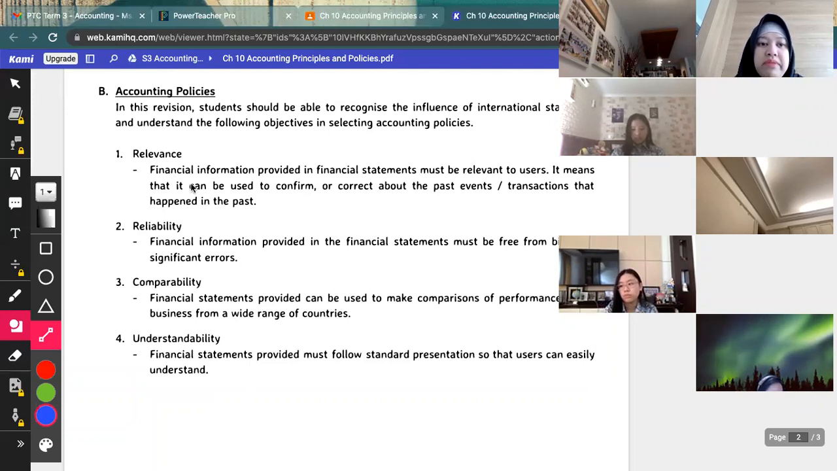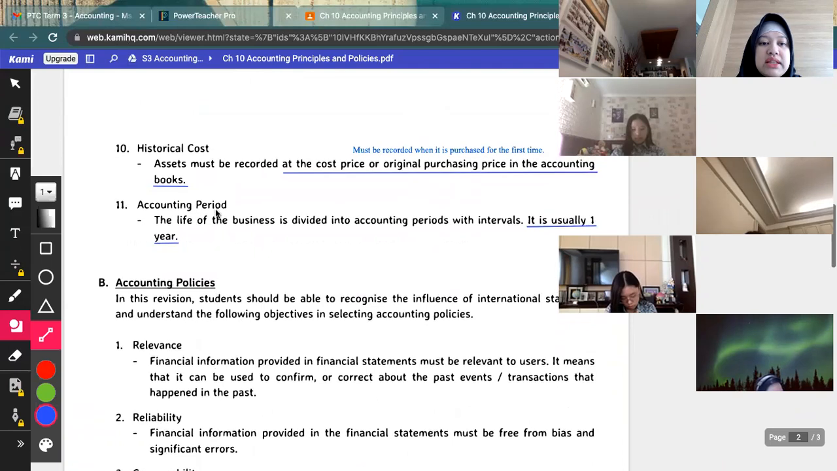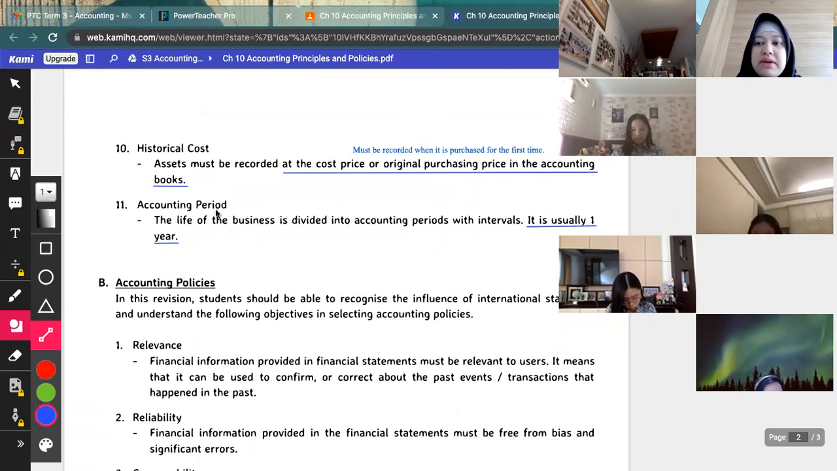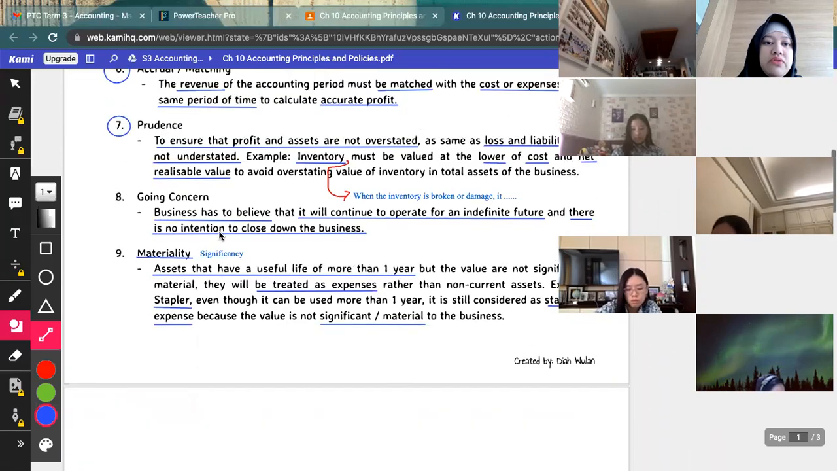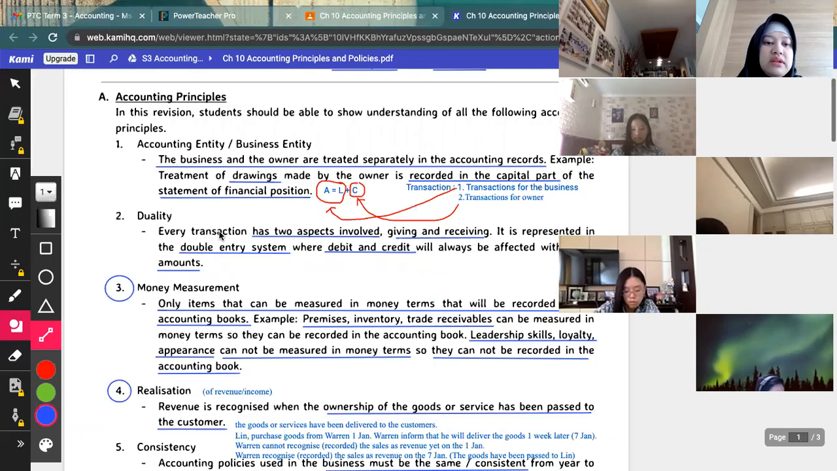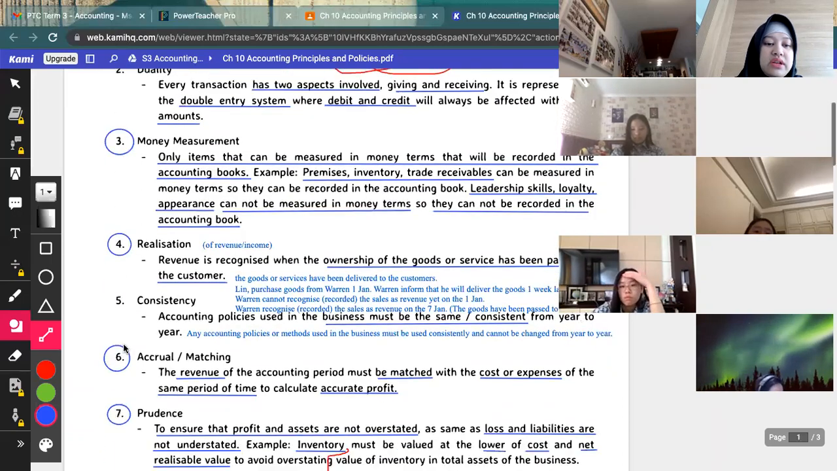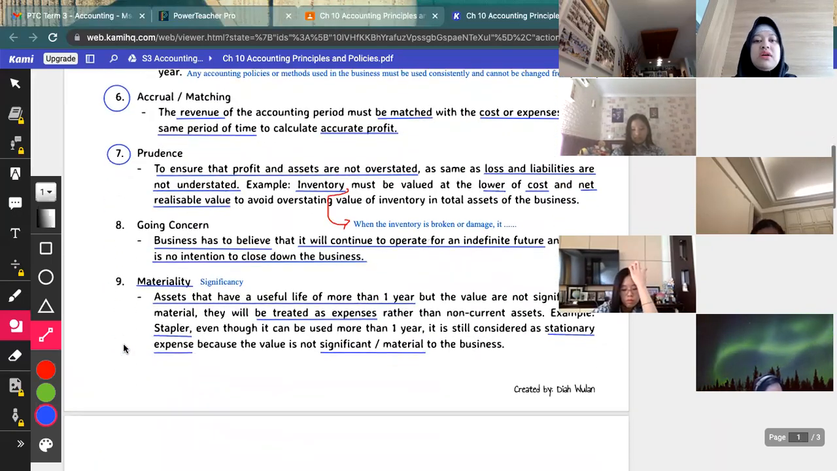Okay, let's continue. Any question until accounting principles number 11? No question? Those which I circled here are the most common questions in the IGCSE, so you must be able to understand them better compared to the others.